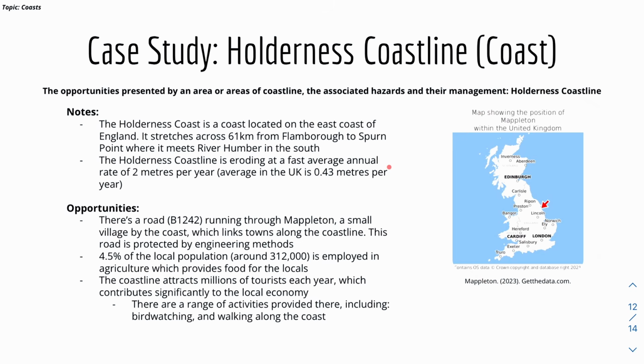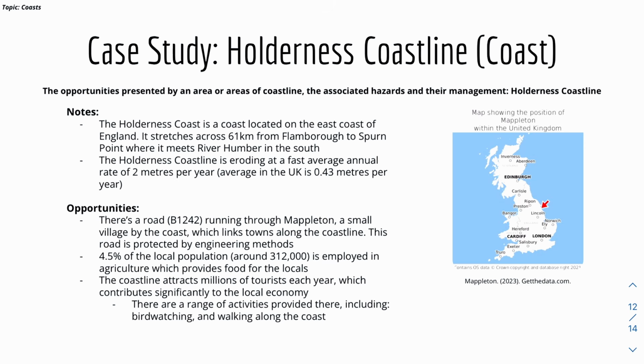And the Holderness Coastline is eroding at a fast average annual rate of 2 meters per year, which is significantly higher than the average UK rate of 0.43 meters per year. So here are opportunities to live near the Holderness Coastline. There's a road, which is this specific road right here, running through Mapleton, which is a small village by the coast of the Holderness Coastline, which links towns along the coastline.